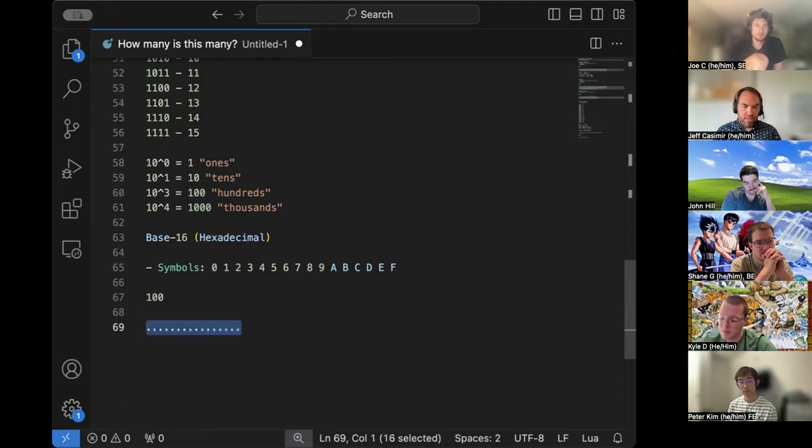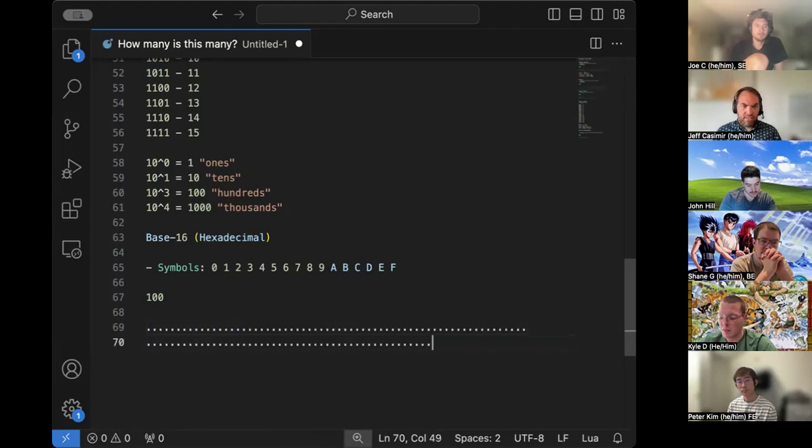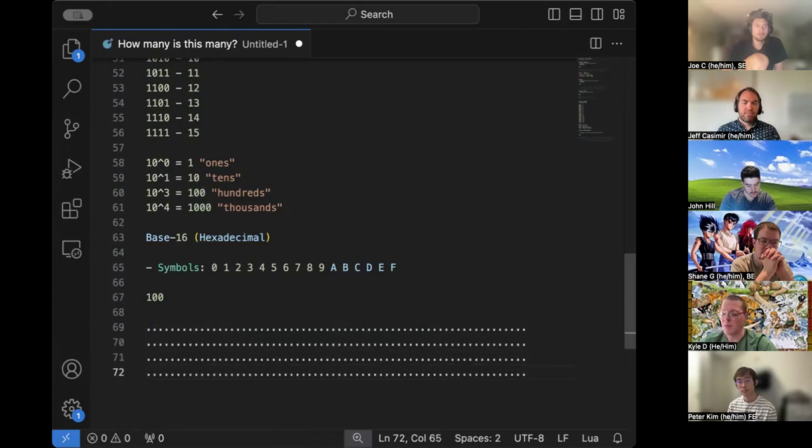Okay, I think that was 16. Yep, 16. Okay, this 100, it is 16 times. So it's this 16: 1, 2, 3, 4, 5, 6, 7, 8, 9, 10, 11, 12, 13, 14, 15, 16.